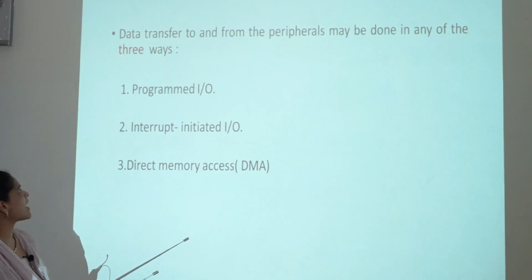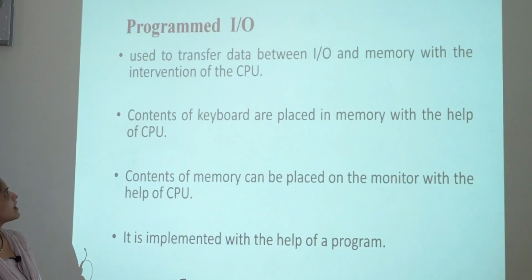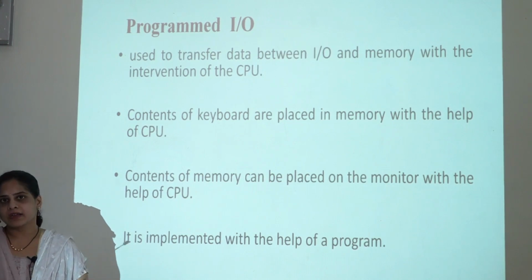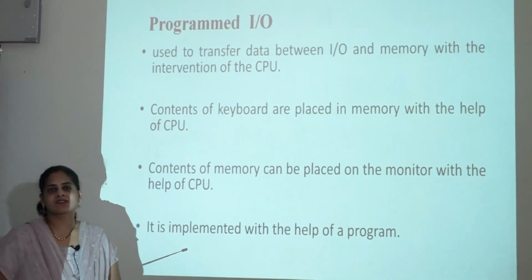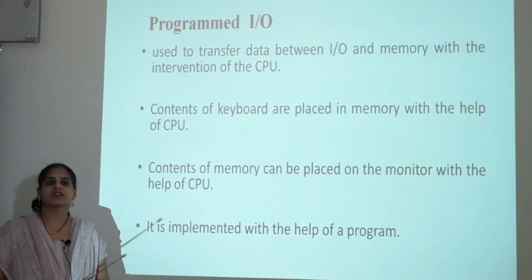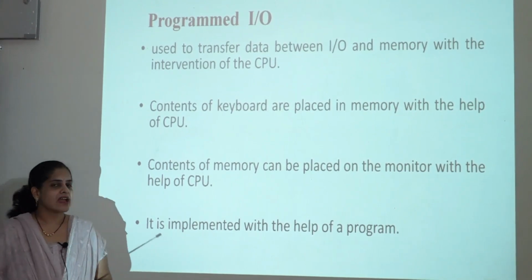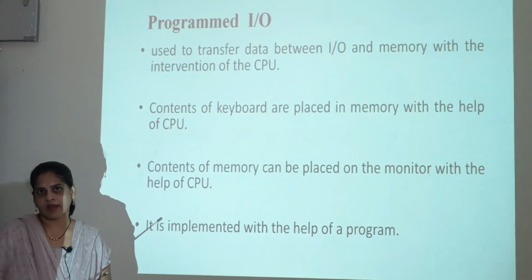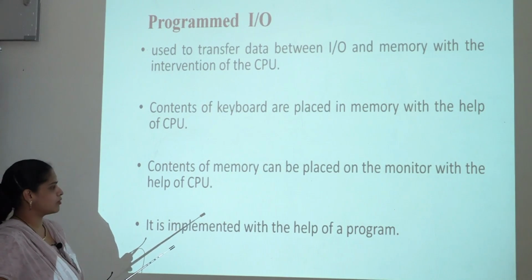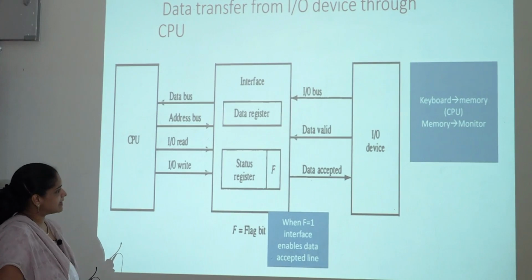Next, coming to the programmed I/O, programmed input-output. In case of a programmed I/O, it is used to transfer the data between the input-output device and the memory unit of a computer with the intervention of the CPU. So the CPU acts as an intermediary in transferring the data between the input-output devices as well as the memory unit of a computer. And in case of a programmed I/O, as the name implies, it is done with the help of a program. That's why we call it a programmed I/O. Next, we'll see the diagram of how this programmed I/O can be implemented.